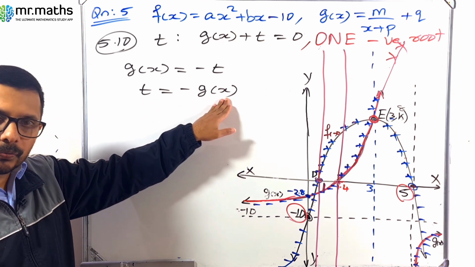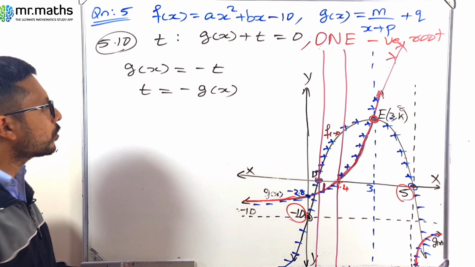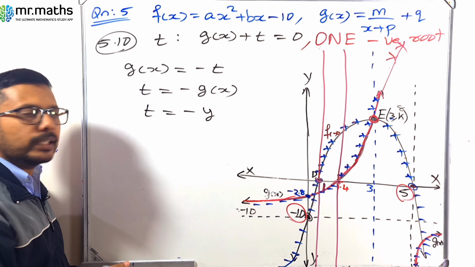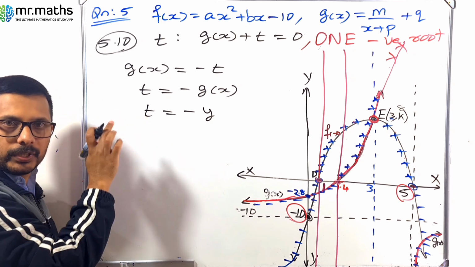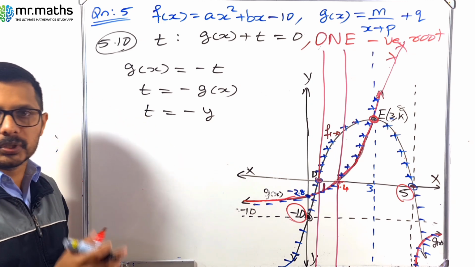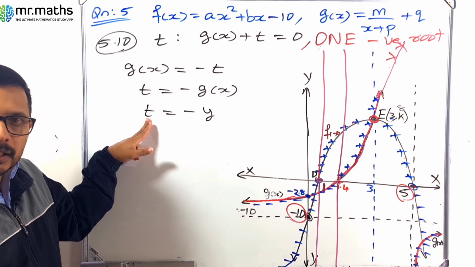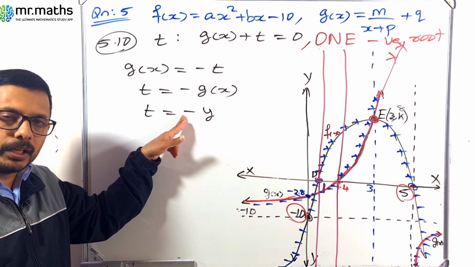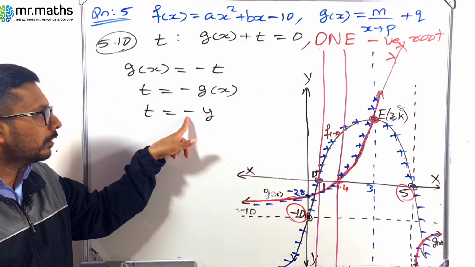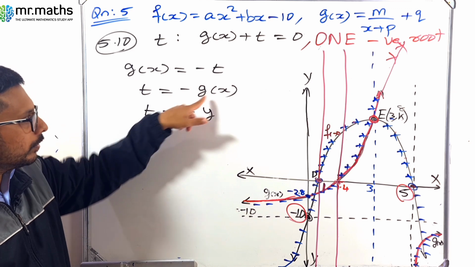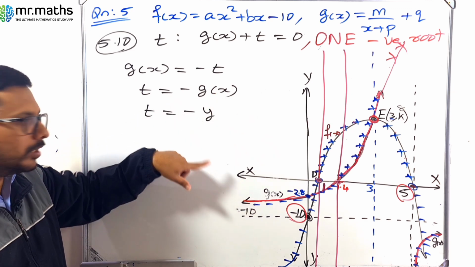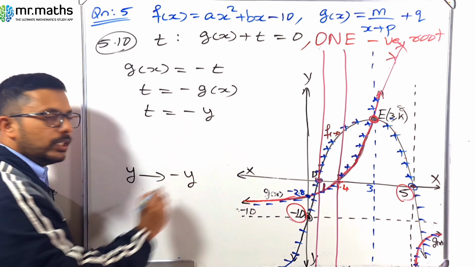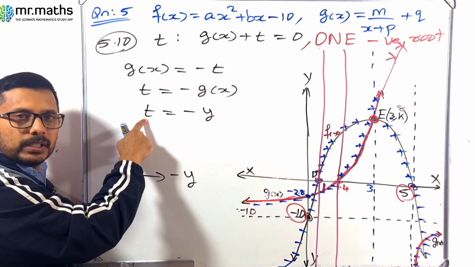Actually, what is this g of x? It's a function. It is y. So t is equal to minus y. So what is this t? You have to listen very carefully, then only you will understand. This is a higher order question. Actually, t stands for the y value, but it is negative. The sign of g of x, or y, changes to negative y. That is what they call t.